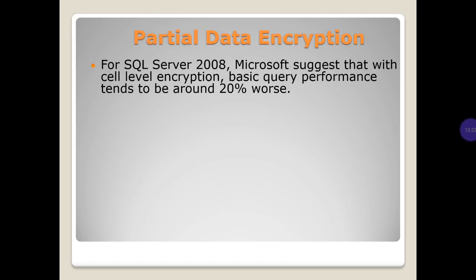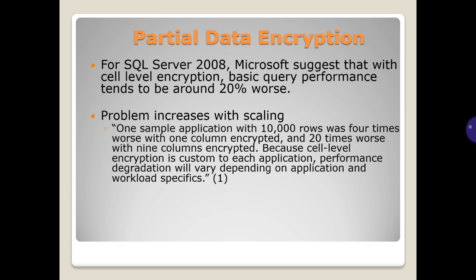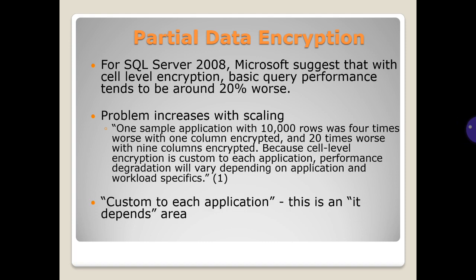Partial data encryption for SQL Server 2008: Microsoft suggests that with cell-level encryption, basic query performance tends to be around 20% worse. The problem increases with scaling. One sample application with 10,000 rows was 4 times worse with one column encrypted and 20 times worse with 9 columns encrypted. Because cell-level encryption is custom to each application, performance degradation will vary depending on application and workload specifics. Being custom to each application, this is an it-depends area.